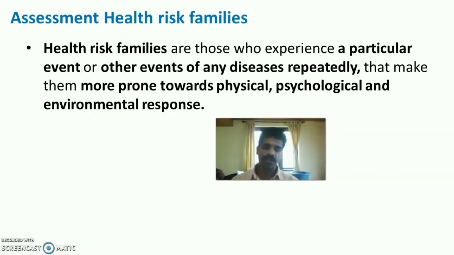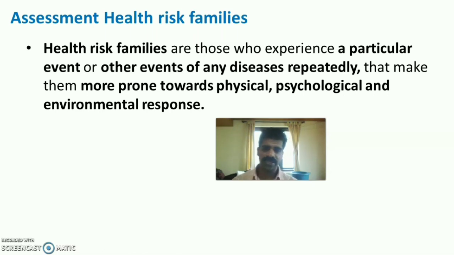Health risk families are those families who experience a particular event, or other events of any disease occur repeatedly in the family, that make them more prone towards physical, psychological and environmental problems. So health risk families are the families who experience a particular problem in the family, which occurs repeatedly or continuously, that makes them more prone towards physical, psychological and environmental problems. Such families are called health risk families.